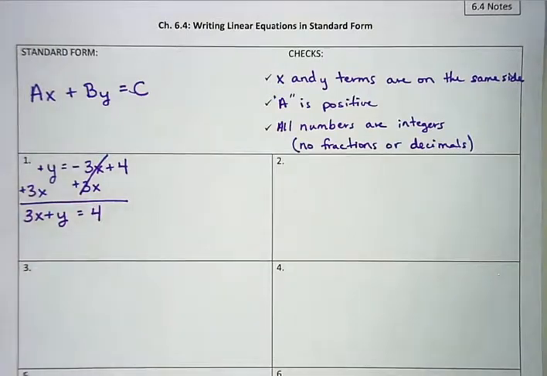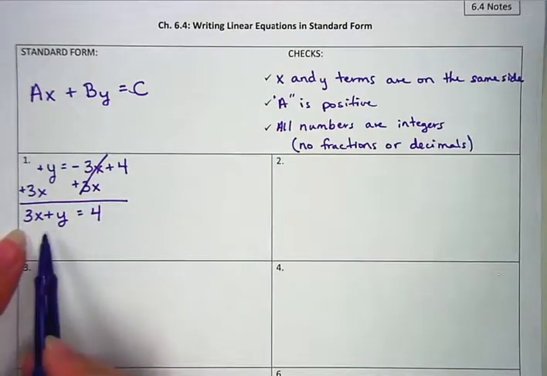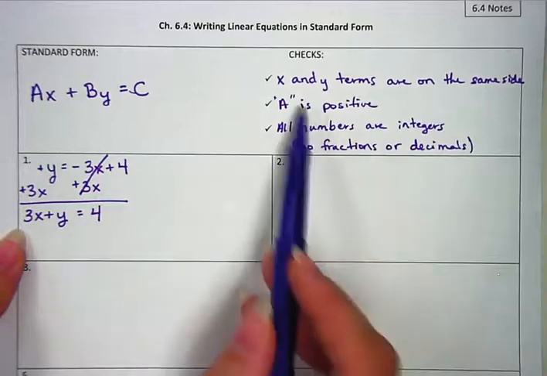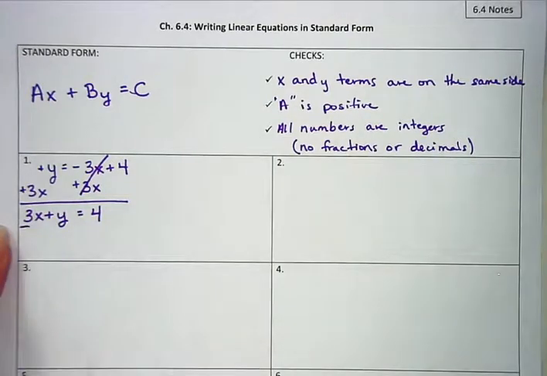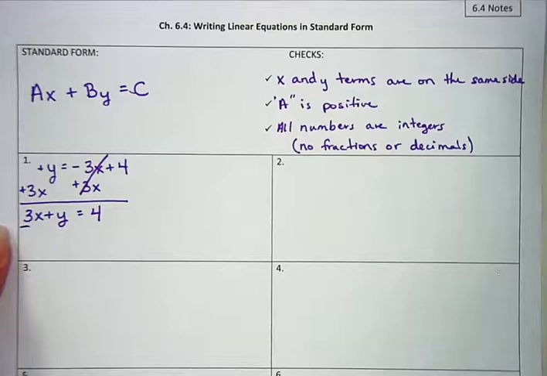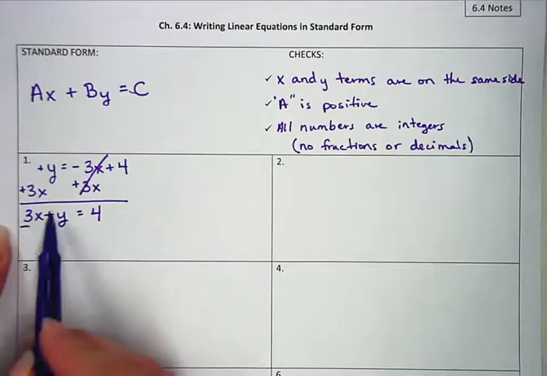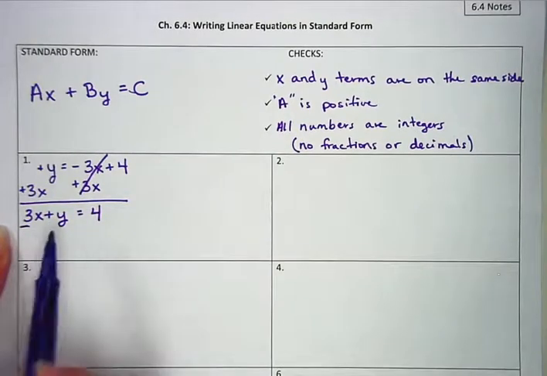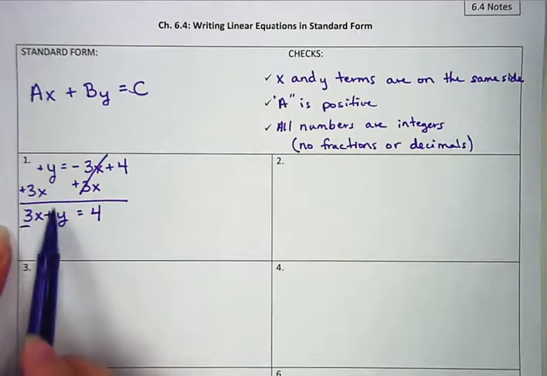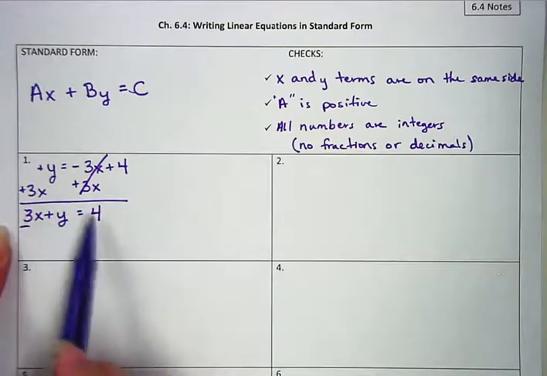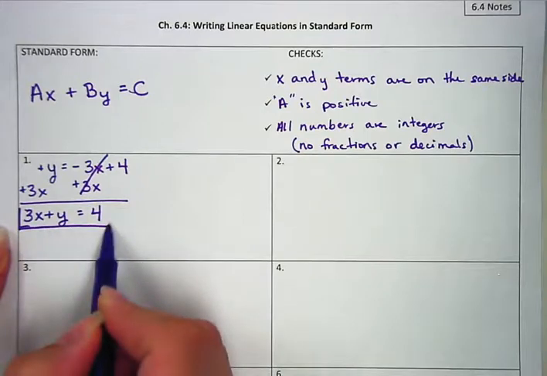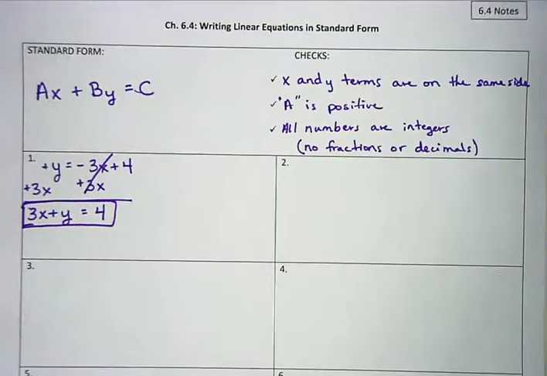Then you do your checks. Are x and y on the same side? Yes. Is the a, this 3 right here, positive? Yes. Are the numbers integers? Well, that's a 3, that's an understood 1, and that's a 4. All three of those are integers, so this is standard form and we are done. 3x plus y equals 4, standard form.